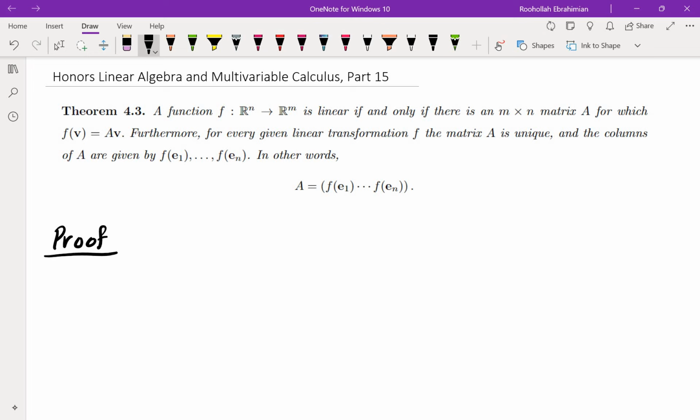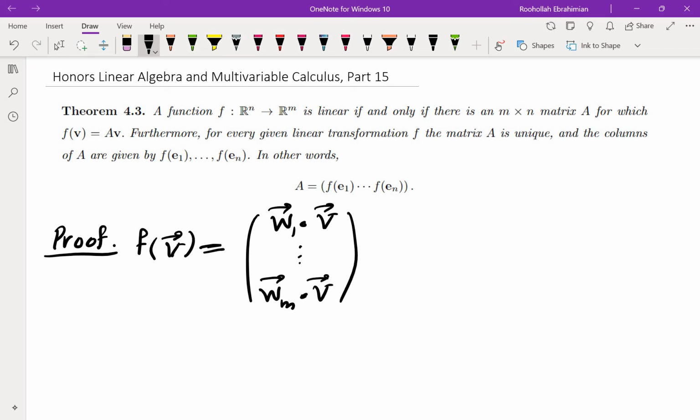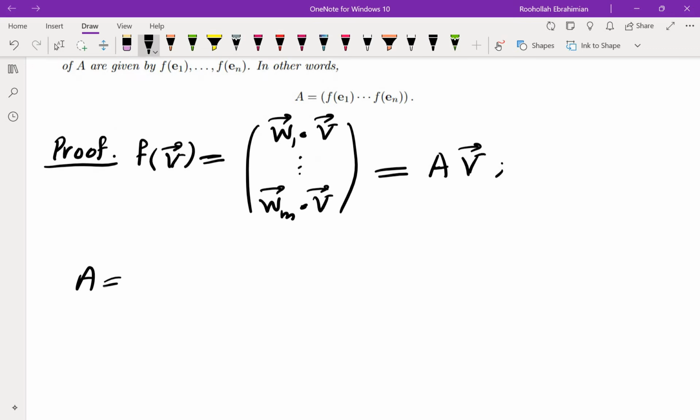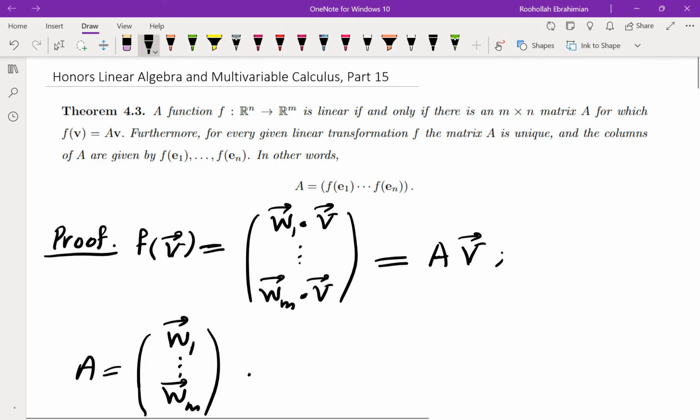So let's prove this one. Part of it was in fact proved in a previous video. If you look at f of v, we showed in a previous video that this is exactly w1 dotted with v all the way to wm dotted with v. And this by definition is equal to A times v, where w1 to wm are rows of A. So A would be w1 all the way to wm. So if you take a function that is linear, then it would be A times v. So we showed one direction of that.